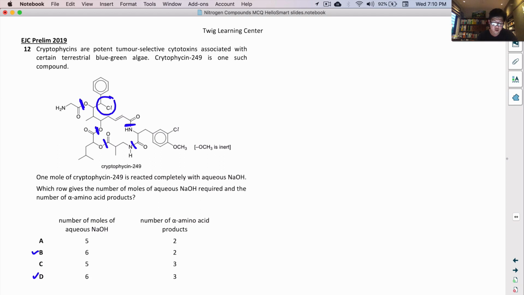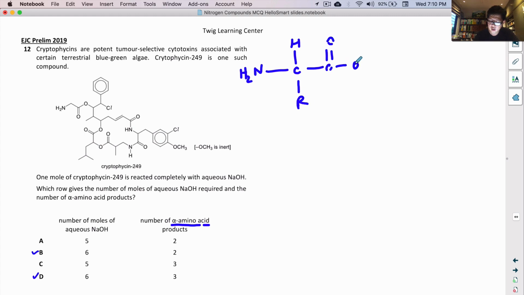So this is a bit tricky. You must look out for alpha amino acid. It's called alpha amino acid, right? Alpha amino acid looks like this. So NH2, CH, R, C double bond O, OH. Okay? So alpha amino acid, right?